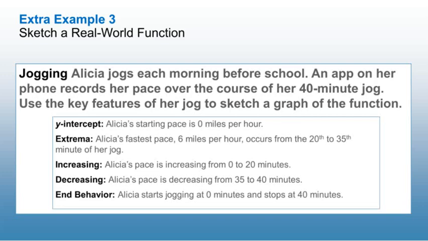Next, Alicia jogs each morning before school. An app on her phone records her pace over the course of her 40-minute jog. Use the key features of her jog to sketch the graph of the function. So here we have our y-intercept. Alicia's starting pace is 0 miles per hour. The extrema, her fastest pace is 6 miles per hour. It occurs from the 20th to the 35th minute.